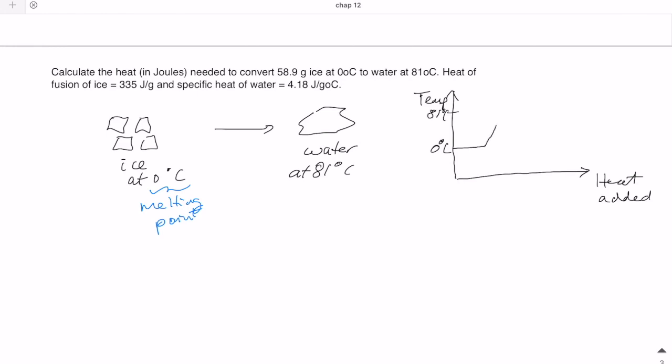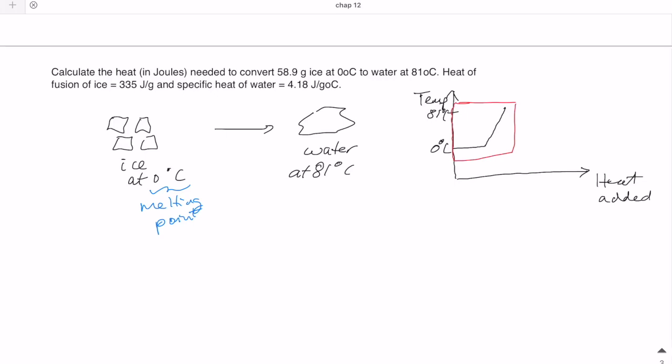Basically, we're looking at this process right here in the heating curve. So it's really these two parts of the heating curve that we would need to calculate. The part where it's flat, which is the melting part, and the part where it's going up with a slope, and that's the part where the water is being heated. So that means there are two stages that we need to calculate.